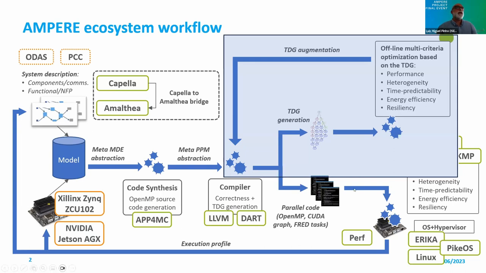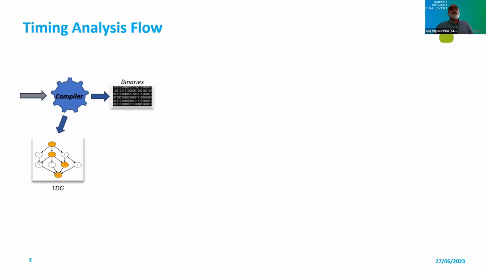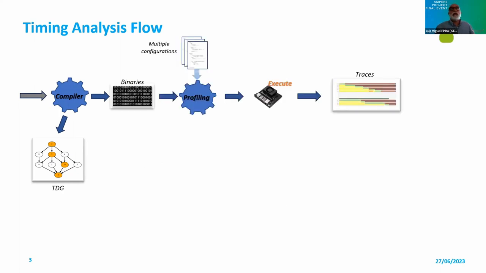And I will focus here on the phase where we extract the timing information from the applications. Basically, the goal in this phase is to extract enough information on the execution of the applications on the platforms in order to evaluate how the applications deal with time. As Sarah mentioned, the compiler is responsible for generating the binaries and also the task dependency graph. The profiling phase takes the different configurations that we can have in the system and the different types of variants in the execution, either in CPU, GPU, or FPGA, and actually executes these on the platform.